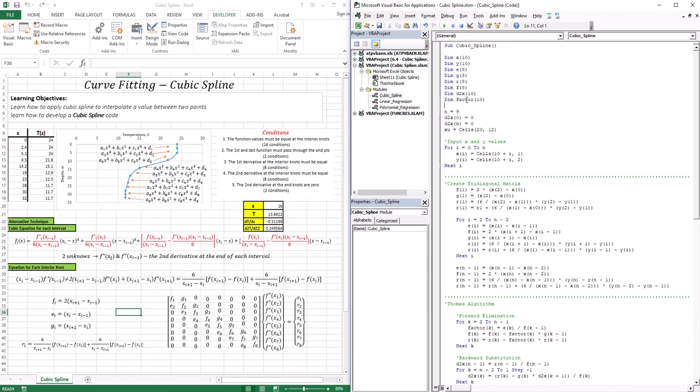Here is the vector for the second derivative, and we have 10 second derivatives, right? We have 8 for the interior ones, and we also have a second derivative at the endpoints, which is initialized here, okay? And n is defined as the number of intervals, in this case 9, and this is going to become clear as we go through the code. This is a very simple code of just inputting those values that I have here.